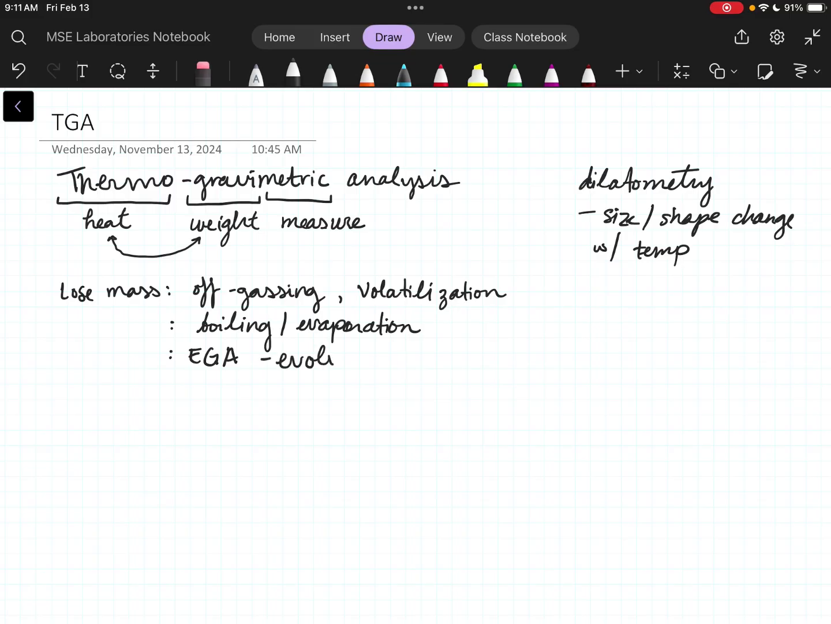We can also get boiling or evaporation. Again, off-gassing, but with a more specific route. Also, if we are doing a reaction where gas is one of the products of the reaction, that would be evolved gas, and we'll call that EGA, evolved gas analysis, because in this technique apparently we really like sticking the A on the end for analysis.